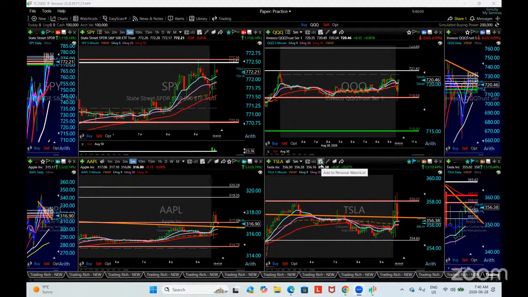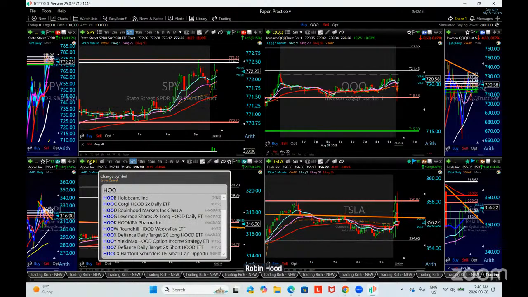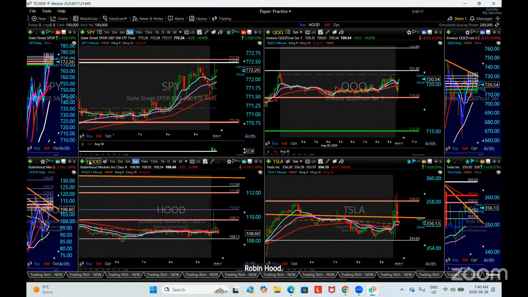QQQ pushing here. Robinhood. Still no Robinhood. Okay.